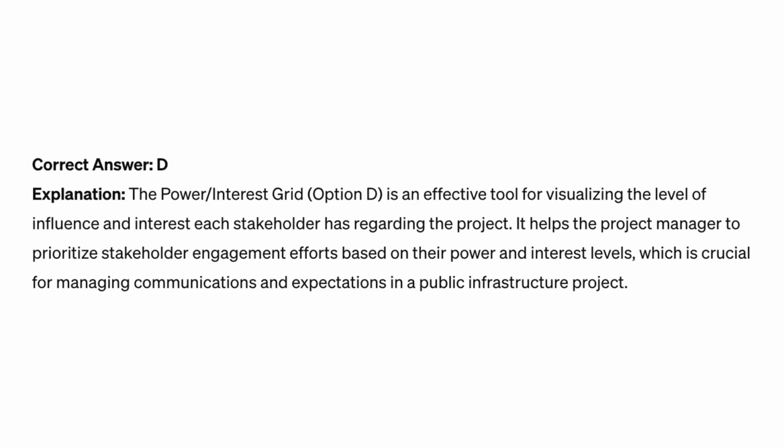Correct answer D. Explanation. The Power Interest Grid, option D, is an effective tool for visualizing the level of influence and interest each stakeholder has regarding the project. It helps the project manager to prioritize stakeholder engagement efforts based on their power and interest levels, which is crucial for managing communications and expectations in a public infrastructure project.